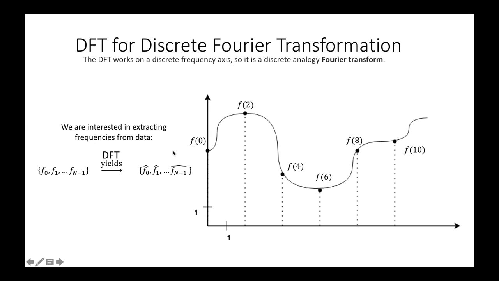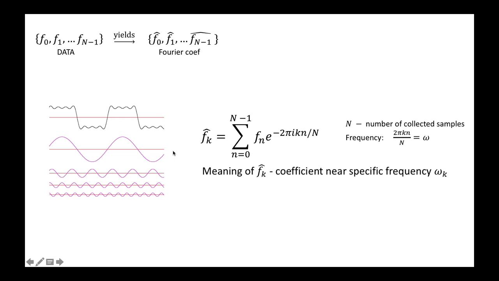We're just interested in extracting frequencies from data. Imagine you have this function. You can decompose it into basic functions like this. Every coefficient f k hat is a coefficient near a specific frequency. It's a formula for calculating these coefficients, this discrete analogue of the Fourier transform.